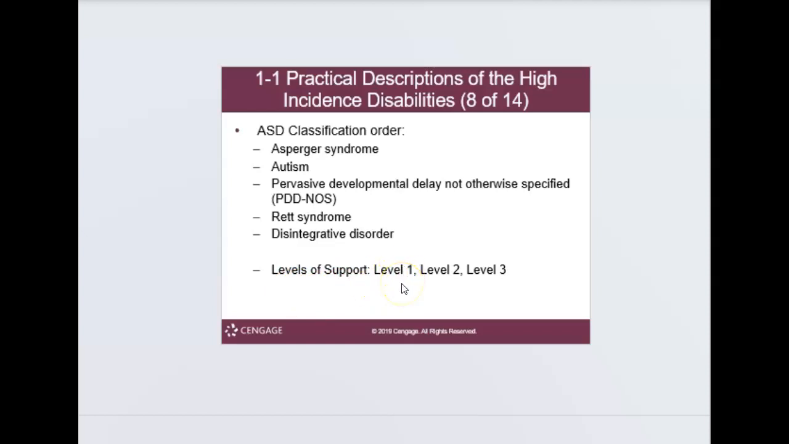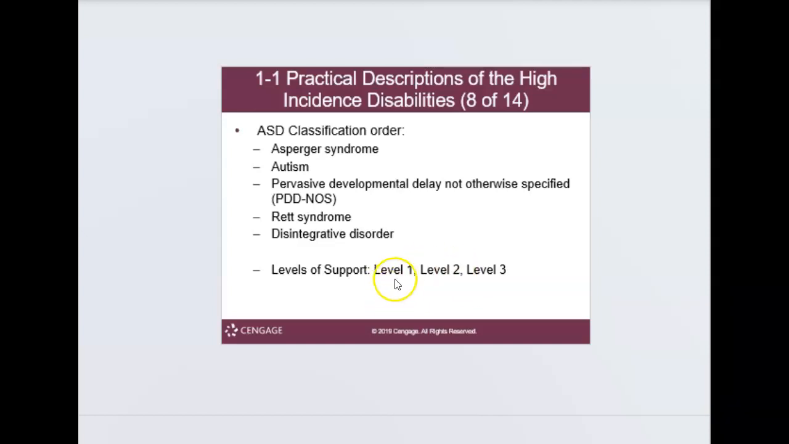Level 1 is kind of that mild level of support, right? They're pretty independent. They can be pretty much included in gen ed classrooms, stuff like that. Level 2 is a little more moderate. They might need some more moderate levels of support. And level 3 is what in the past was called kind of that severe, or more support.